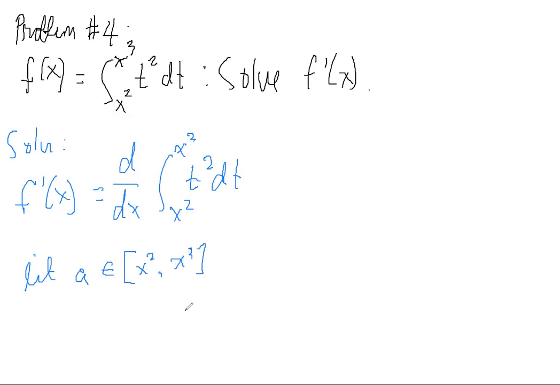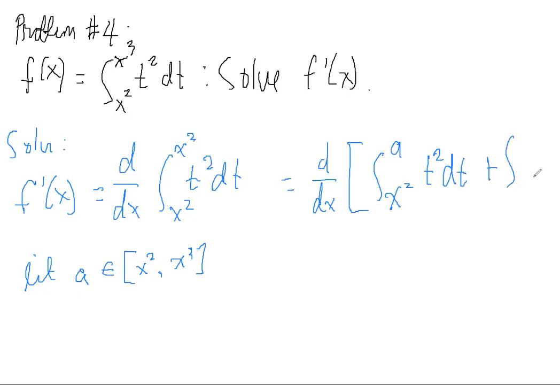With the use of the first property of definite integrals, this is equal to the derivative of, we can split this integral into the integral of our function t squared with respect to t from x squared to a, plus the integral of t squared with respect to t from a to x cubed. So that's with the application of property number 1.